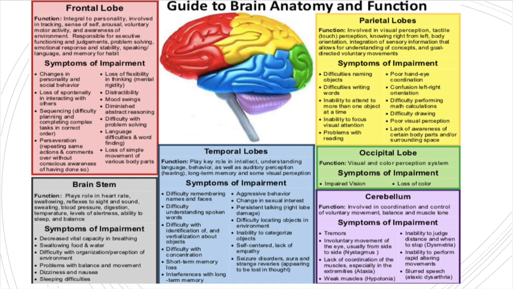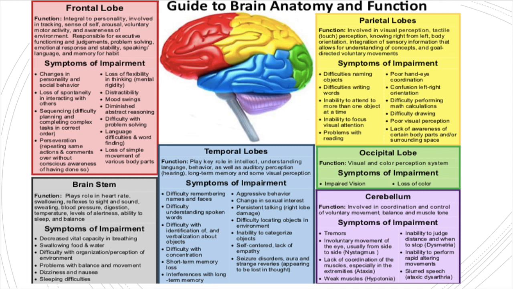Our temporal lobe, we know it's key in our intellect and being able to process information, especially what we're hearing, and then making sense of language and then translating that into our behaviors, as well as some of our visual perception, but mainly it's your parietal and occipital lobe.